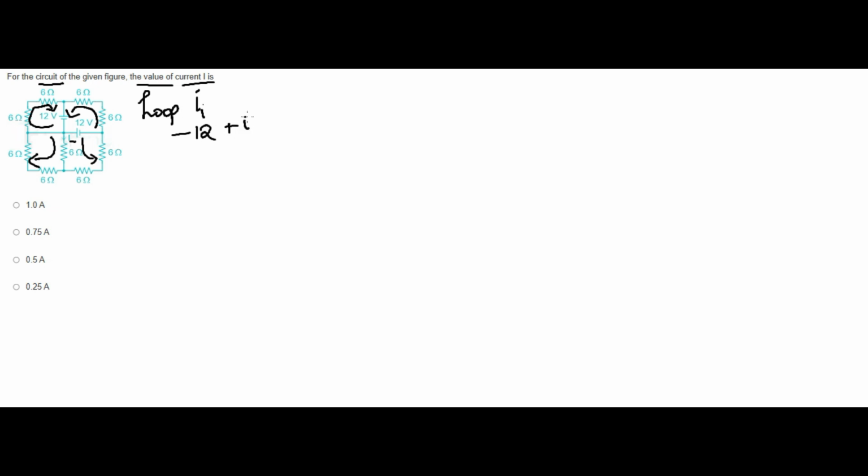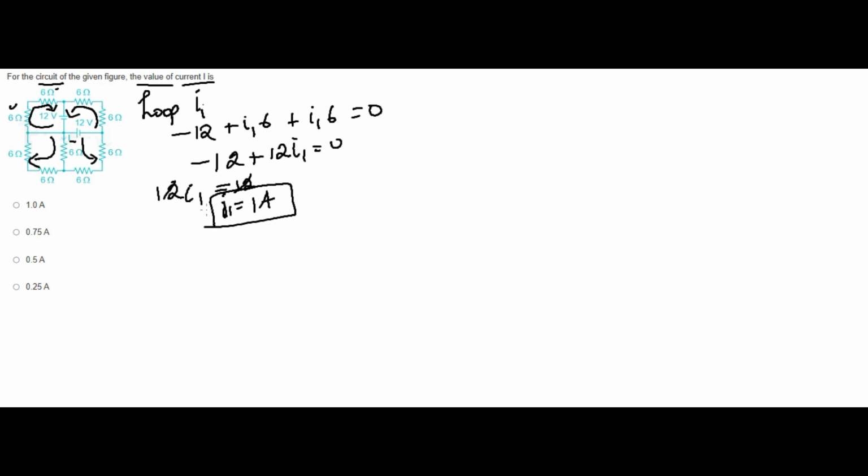So plus I1 times 6 for this one, and another I1 times 6 for this one, equal to 0. Minus 12 plus 12 I1 is equal to 0. So 12 I1 is equal to 12, you can cancel the 12 and 12, and I1 is equal to 1 ampere.